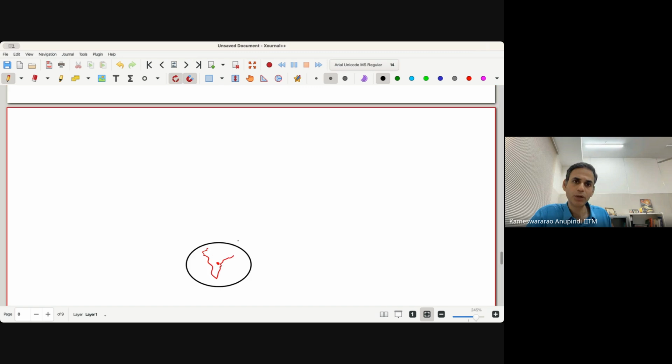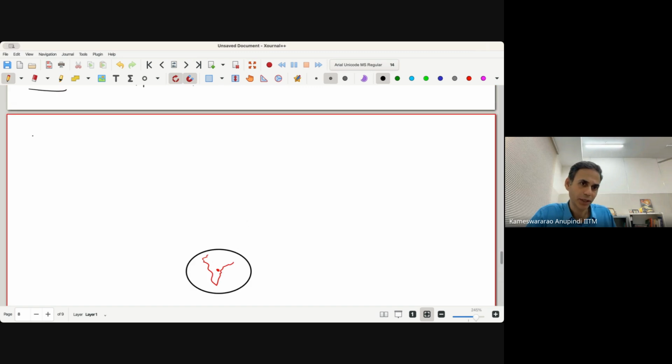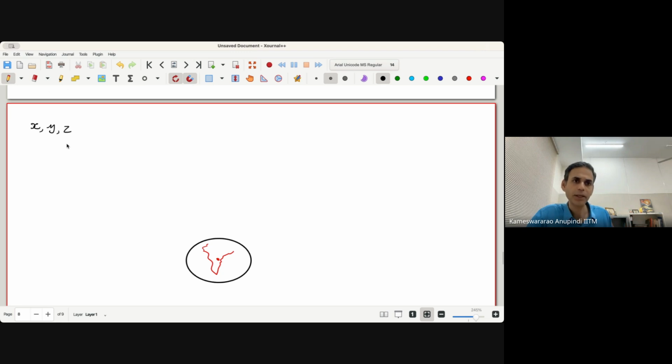That means we want to calculate what is my position, and the position can be calculated either in terms of the Cartesian coordinates x, y, z, or in terms of the polar coordinates r, theta, phi, or spherical coordinates and so on. So let me stick to the Cartesian coordinates x, y, z. This is my unknown. I want to know where I am on this planet Earth.